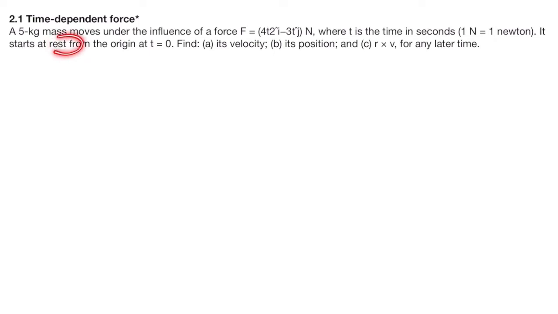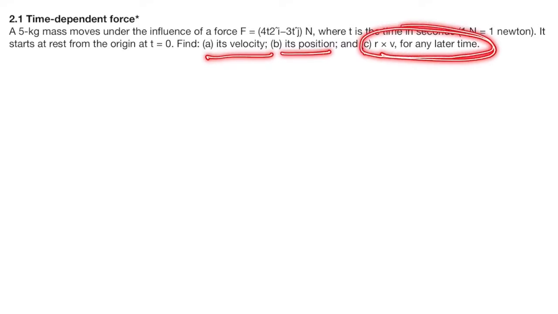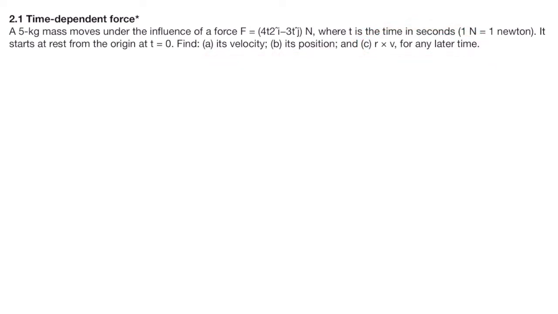It starts from rest and it is at the origin at t equals 0. So initially it is at the origin and it is at rest. So I want to find its velocity, its position, and this quantity r cross v vector at any time t. So let's solve this problem.